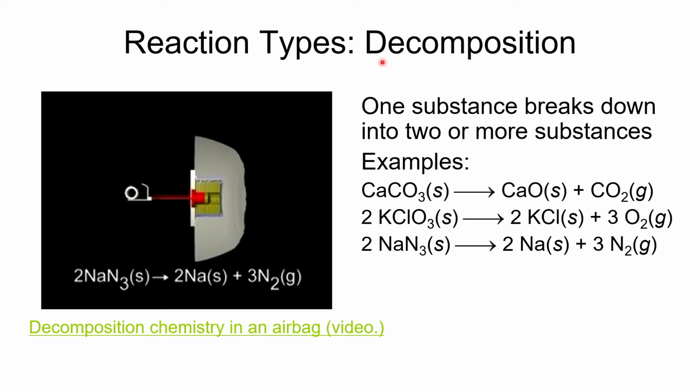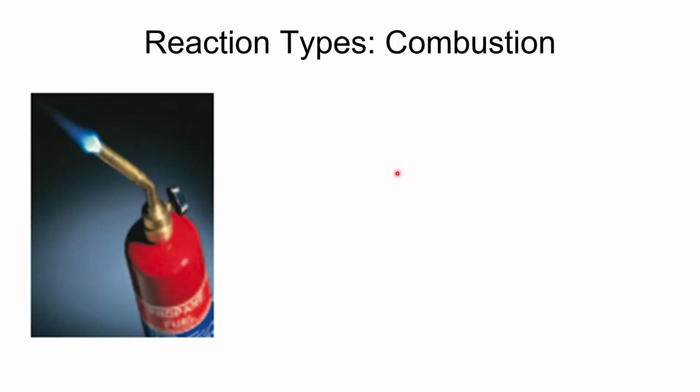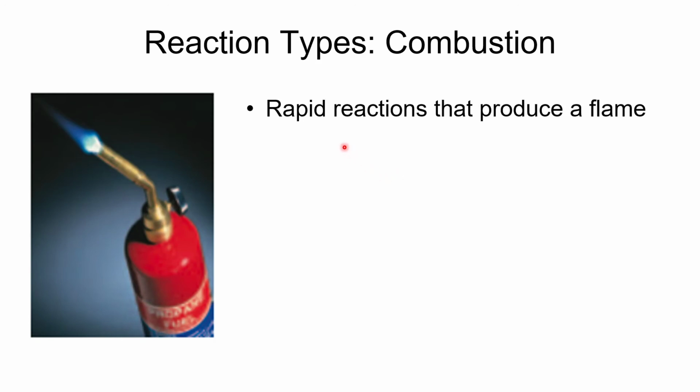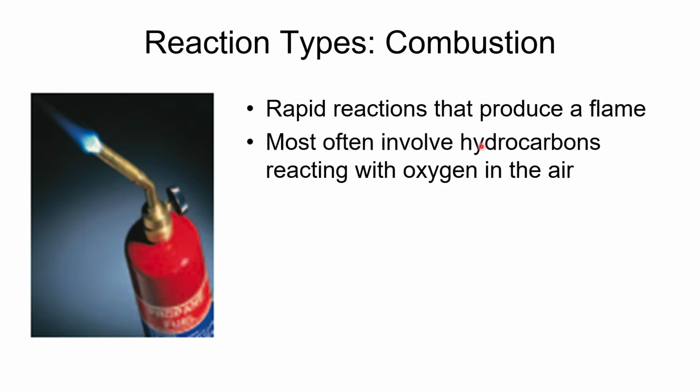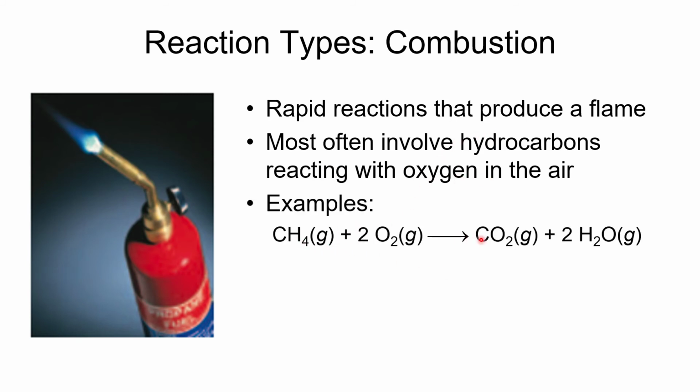So we've looked at combination and decomposition, and now we want to look at combustion. Here we've got the combustion reactions. These are rapid reactions that produce a flame. Typically, they'll involve hydrocarbons reacting with oxygen in air. When a hydrocarbon burns, it will produce carbon dioxide and water. We saw a video of this earlier, so I'm not going to show another video. This one is methane burning to give us carbon dioxide and water vapor.